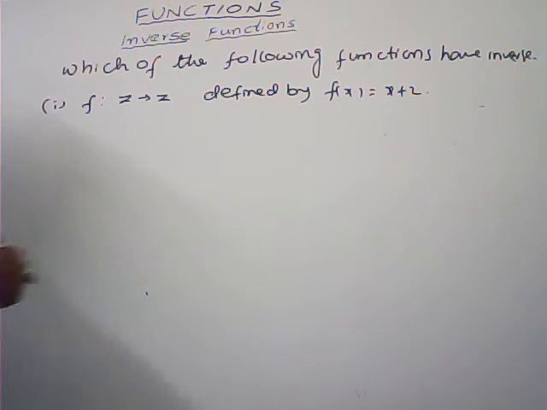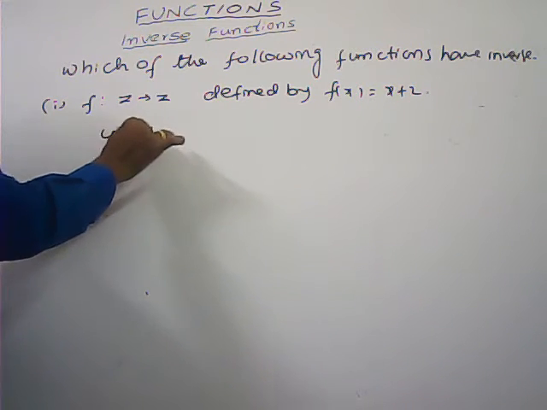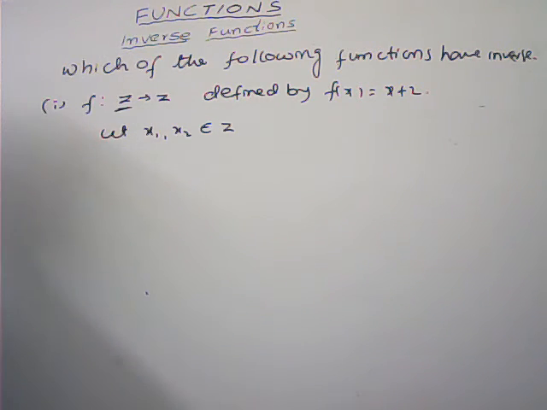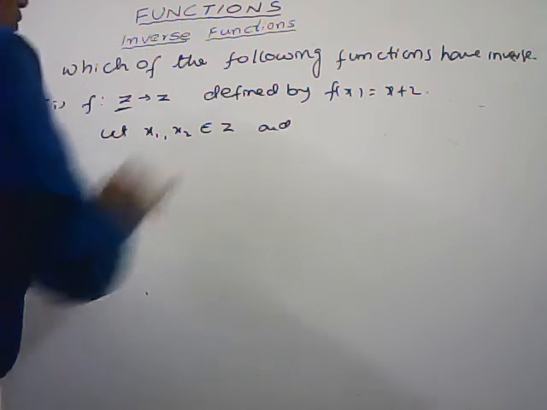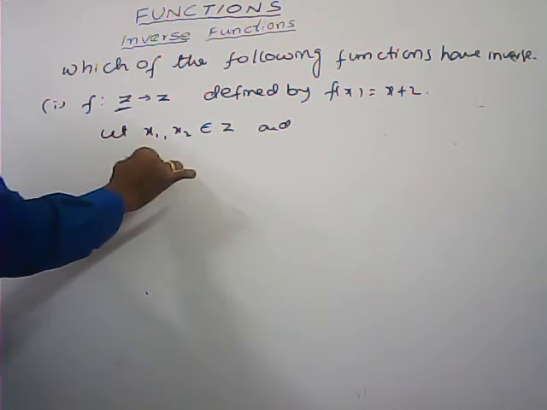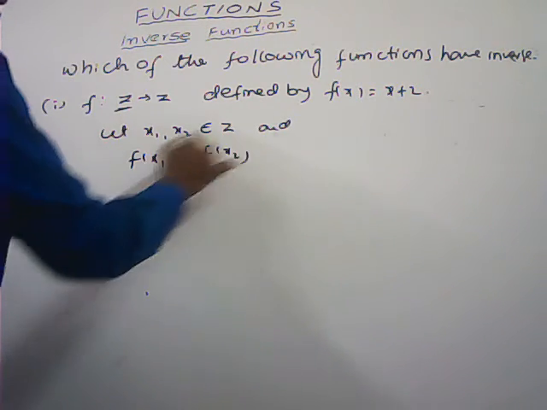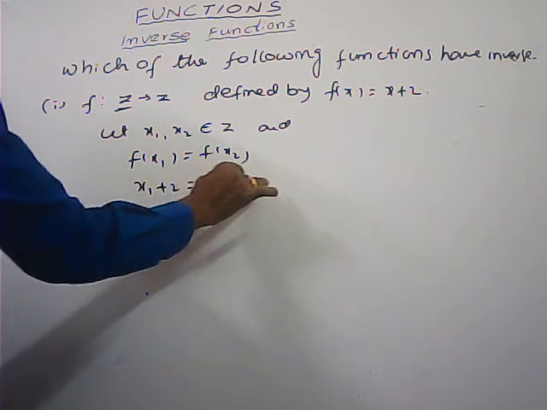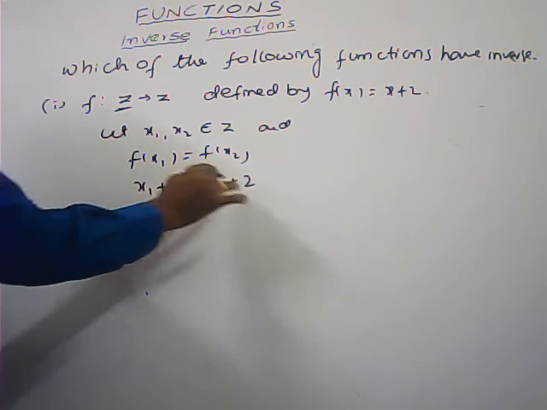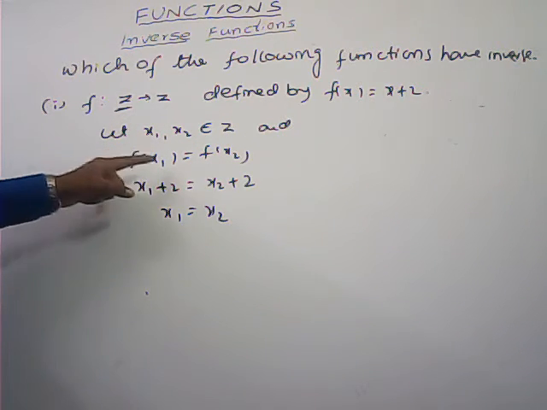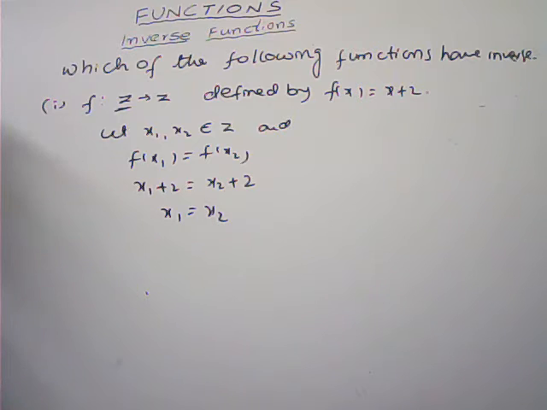Now, how to check that? You can take any two elements from the domain, x1, x2 belongs to Z, and for checking one-one, this one we say analytical method. f of x1 equals f of x2. f of x1, replace x by x1, x1 plus 2, that equals x2 plus 2. Here by cancelling 2, x1 equals x2. So here f of x1 equals f of x2 implies x1 equals x2, so f is said to be one-one.